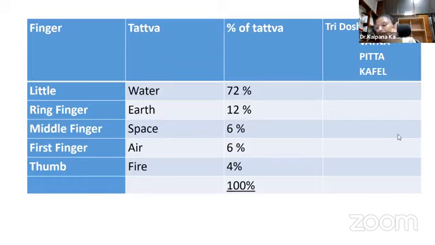75% of our body. Imagine. Then only the second one, the earth, is only 12%. Then comes the space, which is 6% in our body. You only need 6% space, right? The air is again 6%. And the fire is 4%. So out of 100, you can see which is the highest. So which do you have to work on?